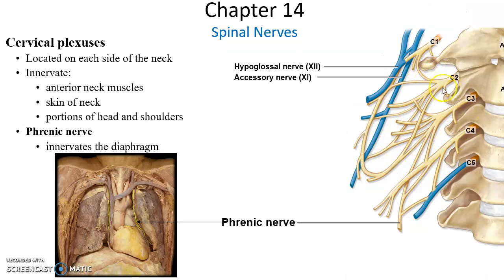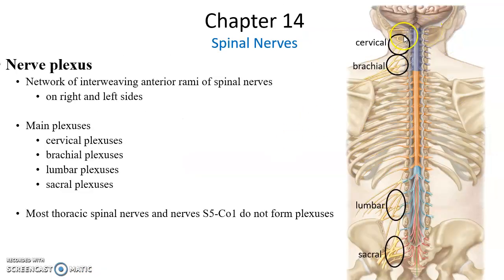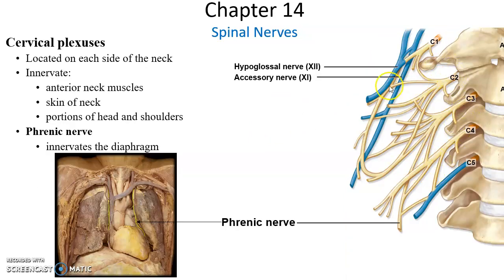So here's the cervical plexus. Cervical plexus up again in the more superior region of the neck. Cervical plexus comes from a variety of cervical nerves, and it innervates anterior neck muscles, the skin of the neck, and portions of the head and shoulders. And it also has a specific named nerve that you need to remember called the phrenic nerve. And the phrenic nerve goes down and innervates the diaphragm. So the phrenic nerve is critical for our ability to breathe, to control the diaphragm when we breathe.